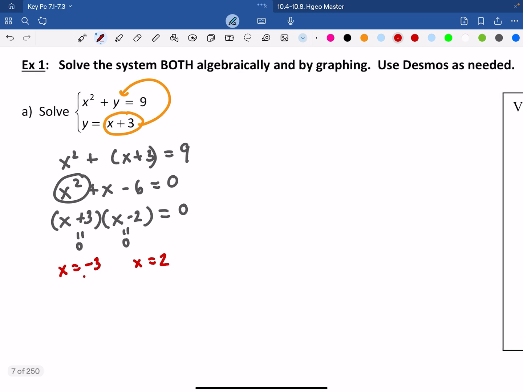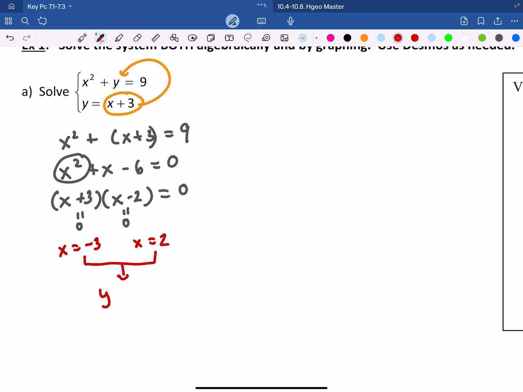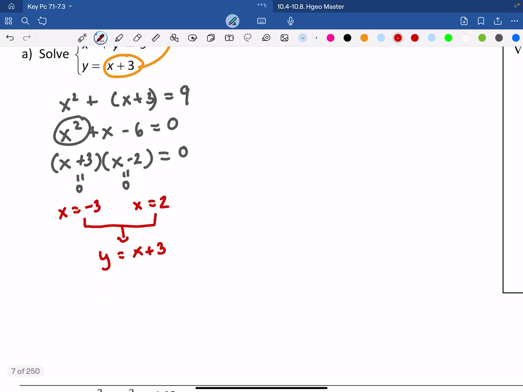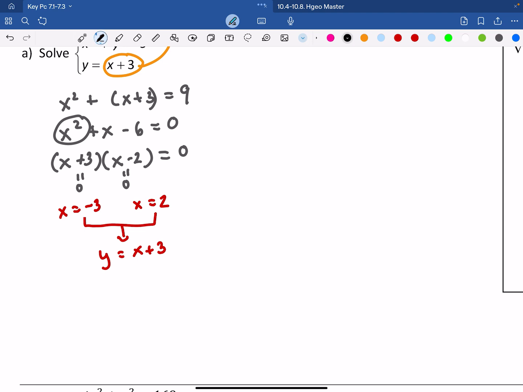So I take these and I'm going to substitute them into y is equal to x plus 3, substituting x in for each one of those. For the first one, plugging -3 in, you get -3 plus 3, so y is equal to 0. And for the second one, I'll draw little arrows showing that we do have to put it into both. y is equal to 2 plus 3, for a grand total of y is equal to 5.